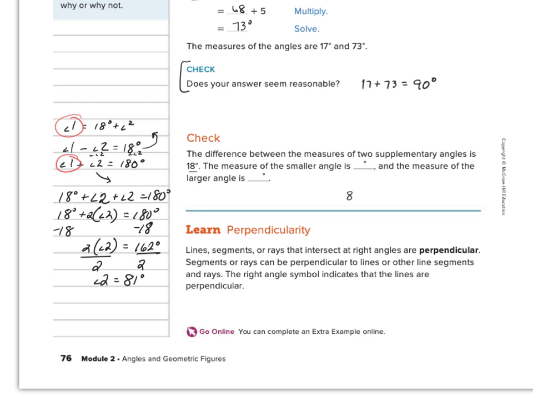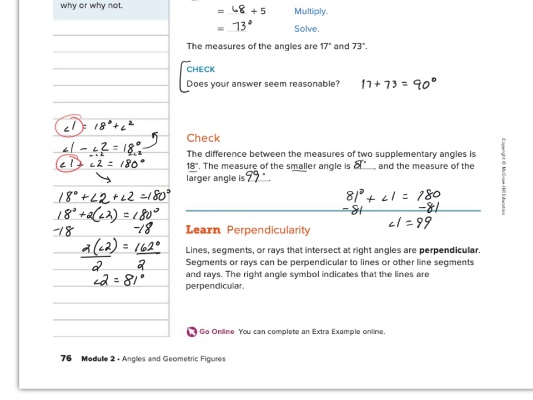Let's see here, 81 degrees plus angle 1 is equal to 180 degrees. So I'm thinking minus 81 from both sides. Angle 1 is 99 degrees. So the difference between them is 18 degrees. We add them together, it's 180 degrees. So the measure of the smaller angle is actually 81 degrees, and the measure of the larger angle is 99 degrees. Okay, and that's it. That's how we're using this information.